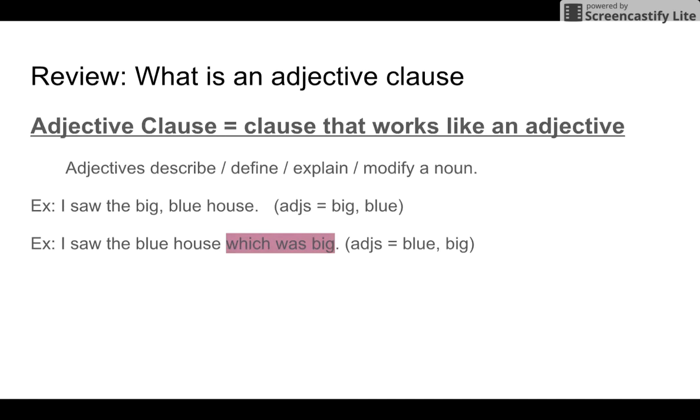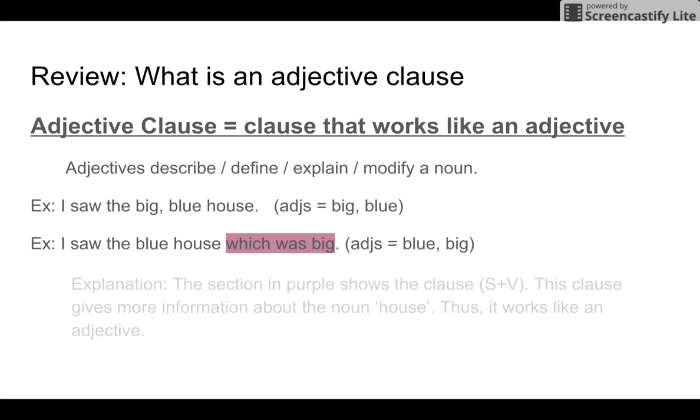What is an adjective clause? Well, we know that a clause is a subject and a verb, and an adjective clause is a clause that works like an adjective. We can look at example 1. This one has only adjectives. I saw the big blue house. If we look at example 2, I saw the blue house which was big. In both cases, these sentences don't mean anything different, but one has a different kind of grammar.